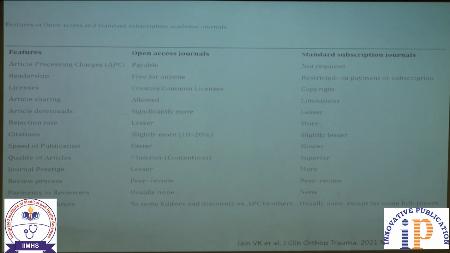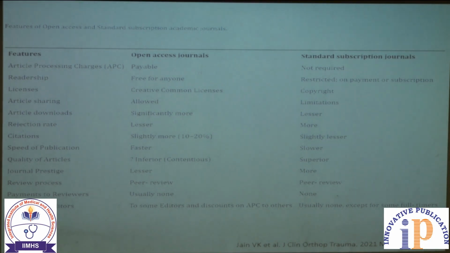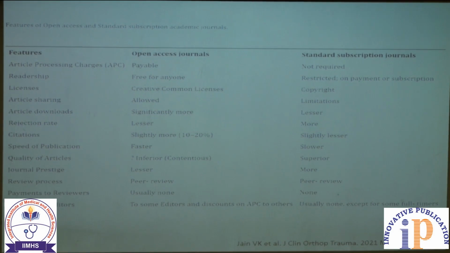This is my paper I published during COVID-19, and it has got many citations also, because it was a really touching paper for Indian authors. This summarizes the differences between open access and standard subscription journals. Obviously open access is payable by the author and free for all, and the license is not like copyrighted material, and it is always open. It follows the Creative Commons licenses. Article sharing is allowed. Downloads definitely will increase because of open access.